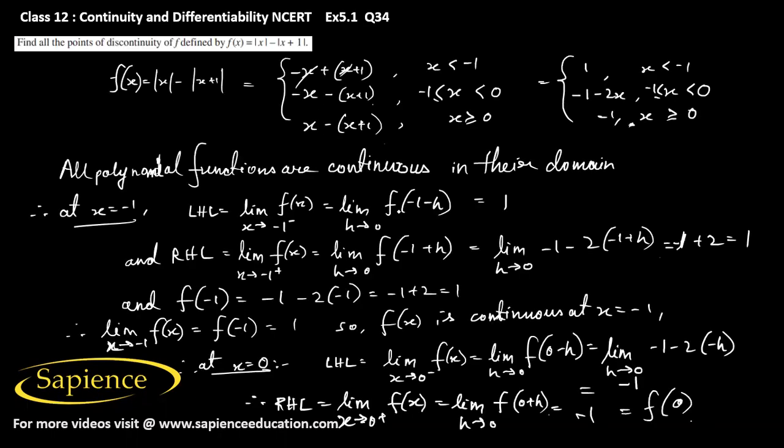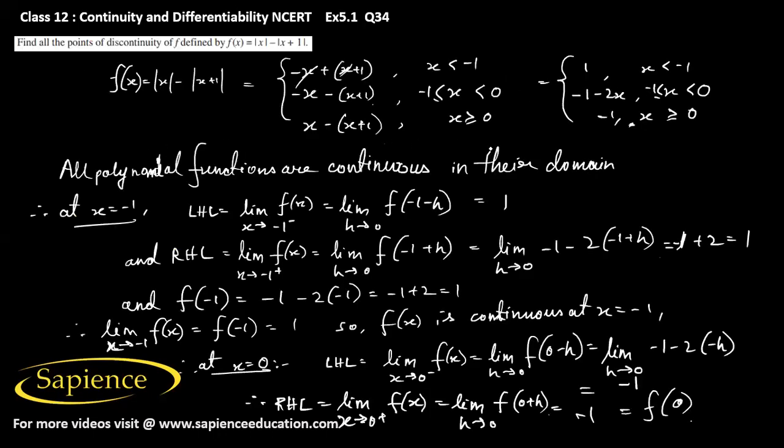So therefore we can say that limit x tends to 0 f of x, that is also equal to f of 0, which is equal to minus 1 here. So we can say the function is continuous at x equal to 0 also. So it is continuous at x equal to 0 and minus 1 also.